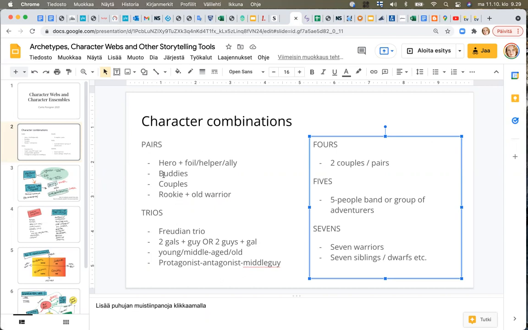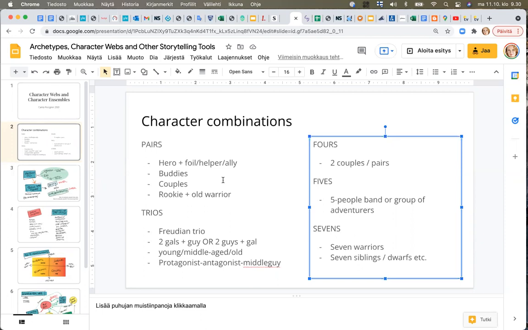Okay, so let's go further. Then there's something called buddies. So that you typically have two characters that are doing adventures together. They might be foils to each other or not, and they might be of the same gender or not, but they still are just buddies. So two good friends going on an adventure together. So a typical road trip theme.